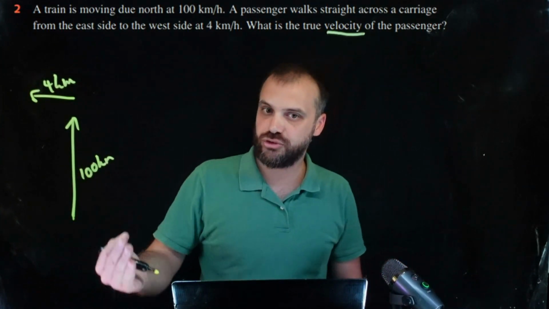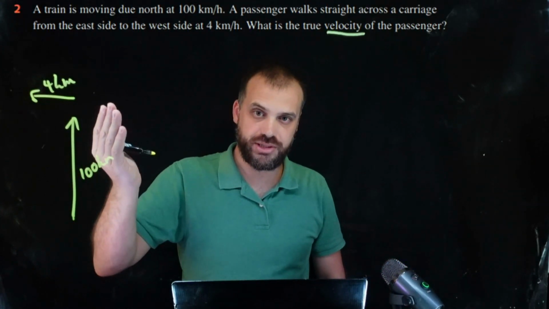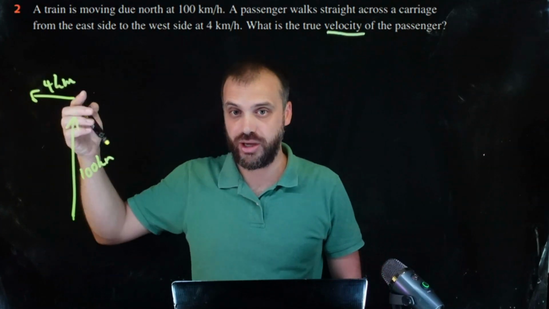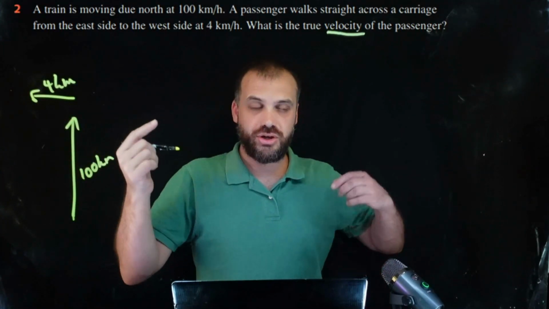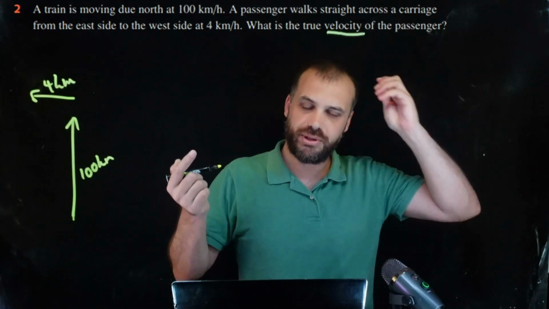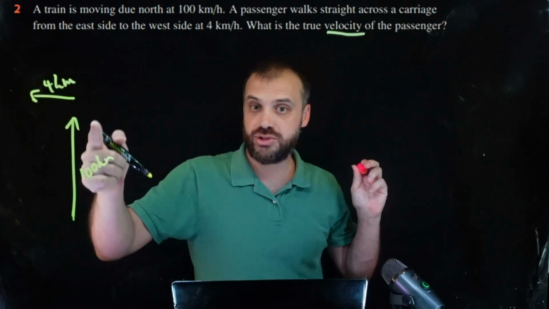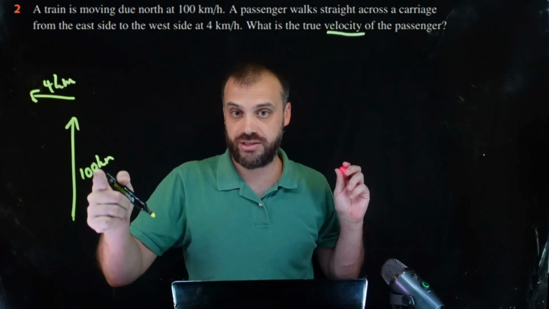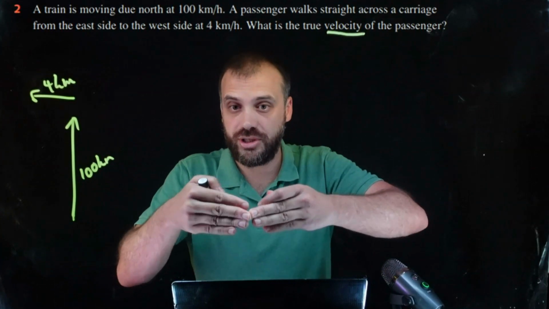Okay, now the train is moving them along at 100 kilometers an hour. They're walking along at 4 kilometers an hour. So I'm not going to write up that formula again because I want you to understand that this is just going to be the addition of those two vectors. The train's pushing us along at 100 kilometers an hour.